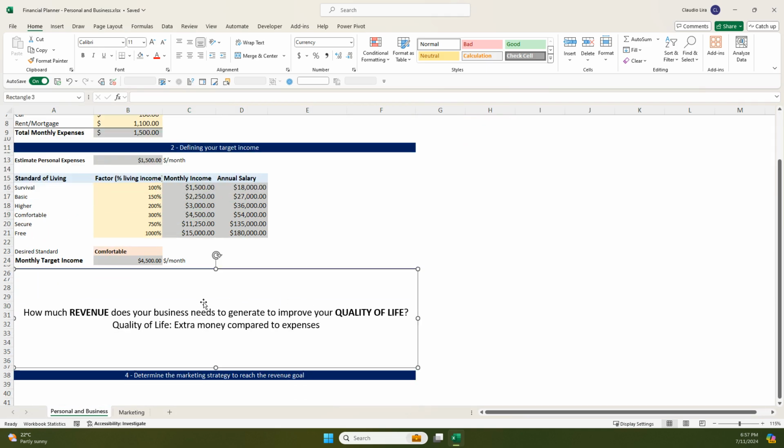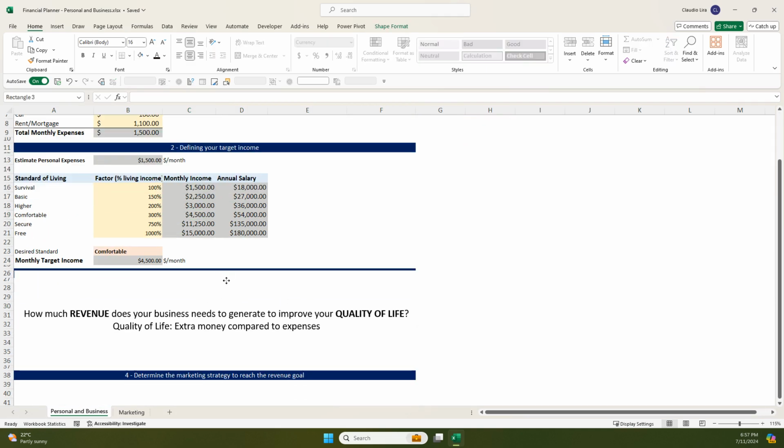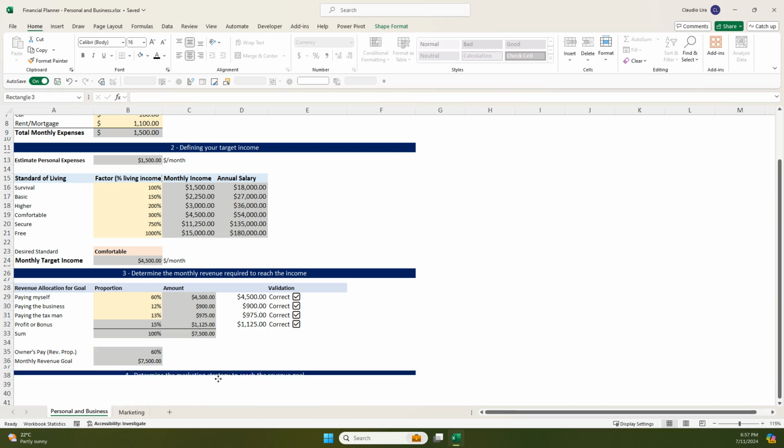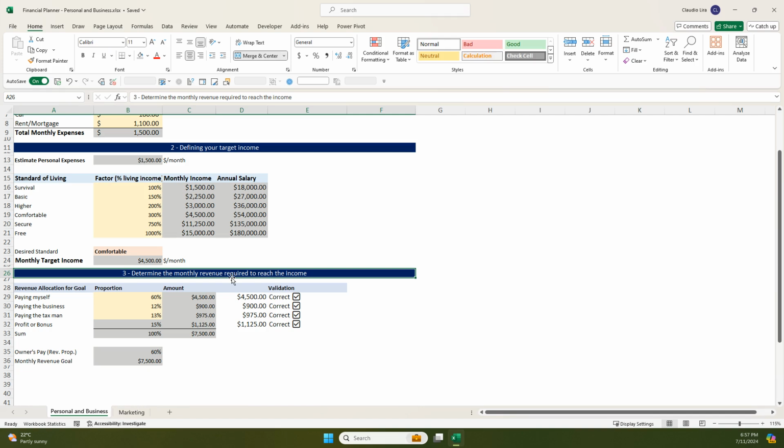The third item here in this list is to determine the monthly revenue required in your business in order to reach this income.